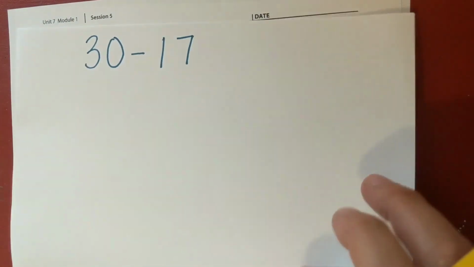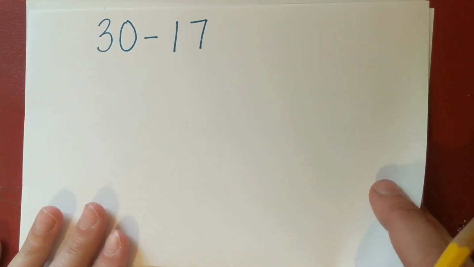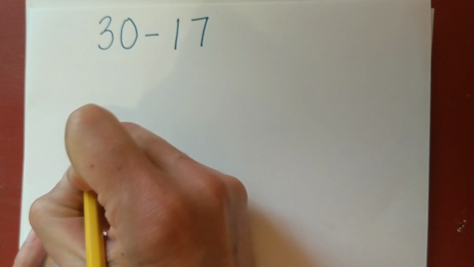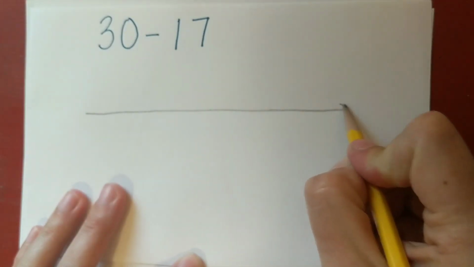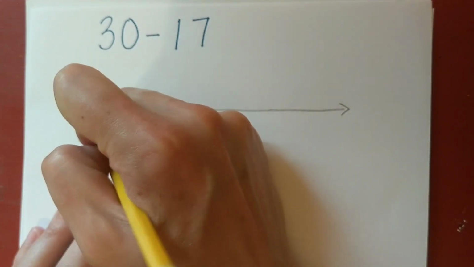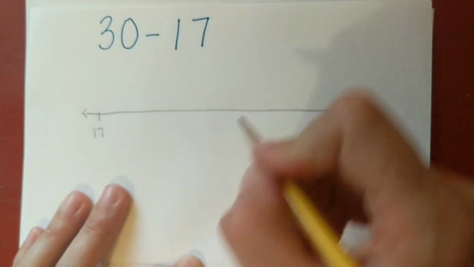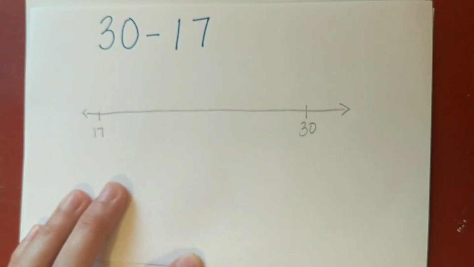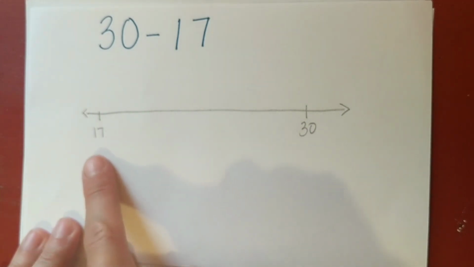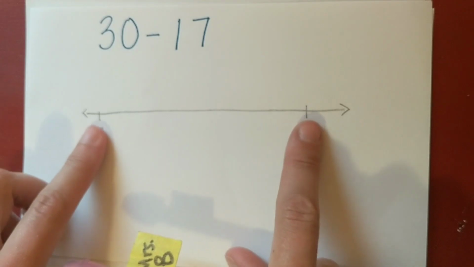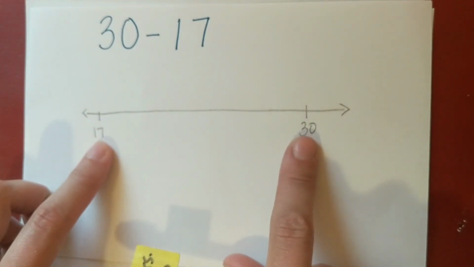So I wrote another equation, 30 minus 17. I'm going to try it the same way that it was shown on the worksheet. I'm going to set up my number line, just like when we've talked about finding the difference, and I'm going to put 17 over here on the left-hand side and 30 over here on the right-hand side. Now I need to find the difference, or figure out how much I have to add to 17 to get to 30. What's the difference between these two numbers?